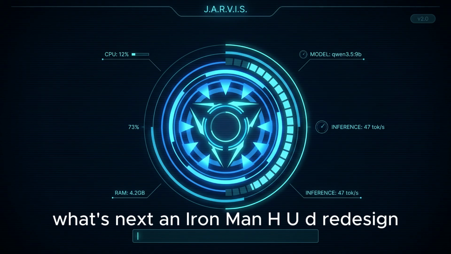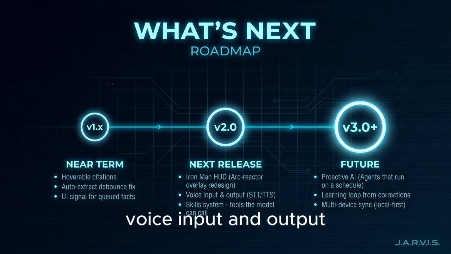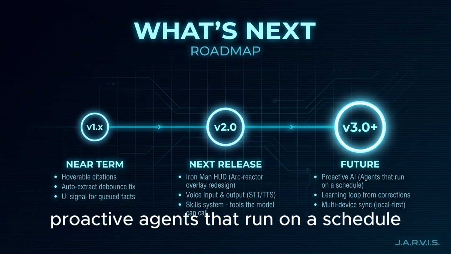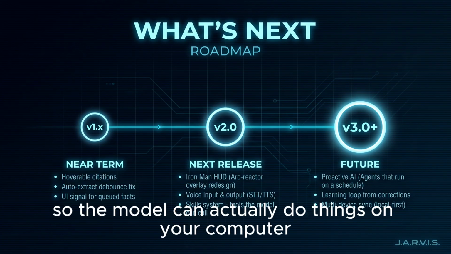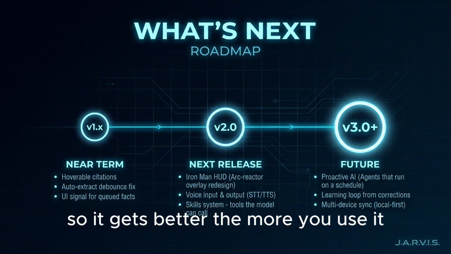What's next? An Iron Man HUD redesign, voice input and output, proactive agents that run on a schedule, a skills system so the model can actually do things on your computer, and a learning loop so it gets better the more you use it.